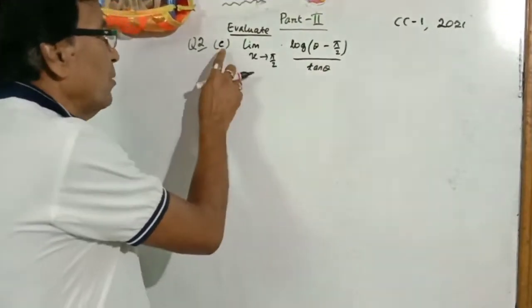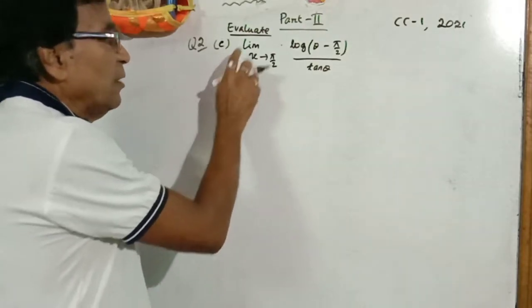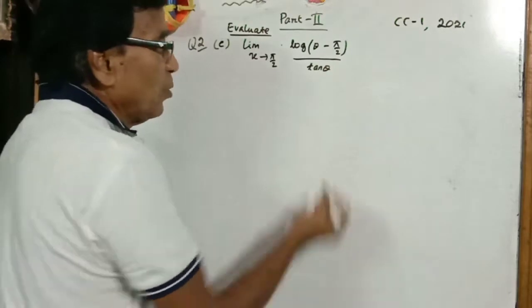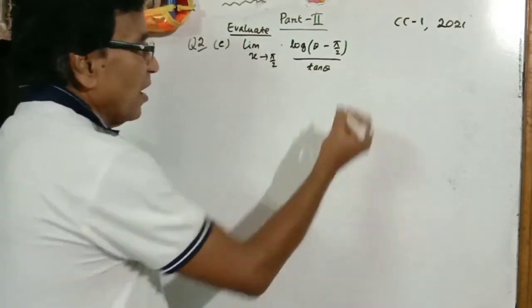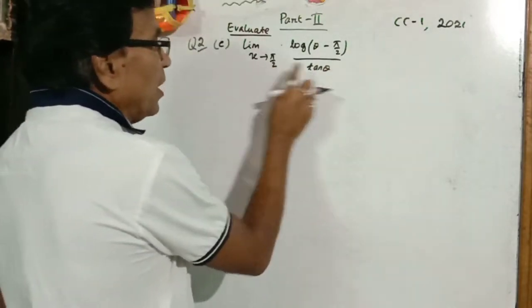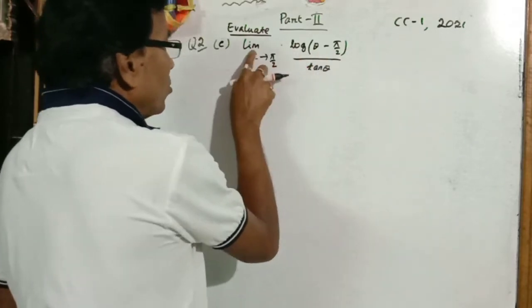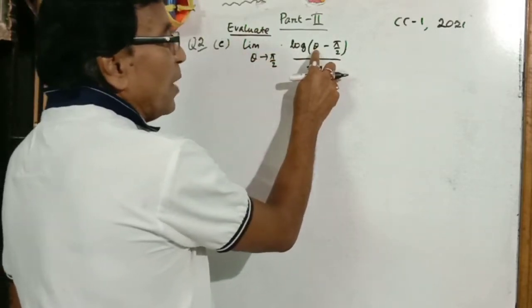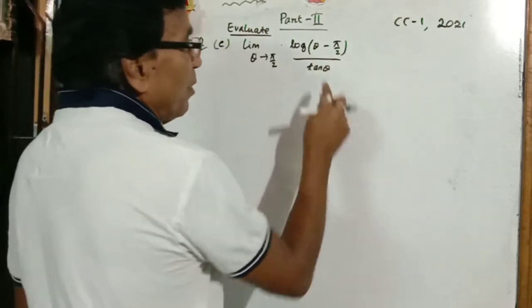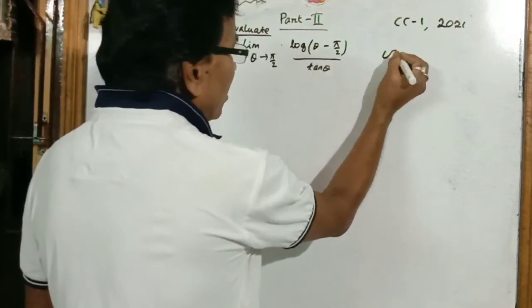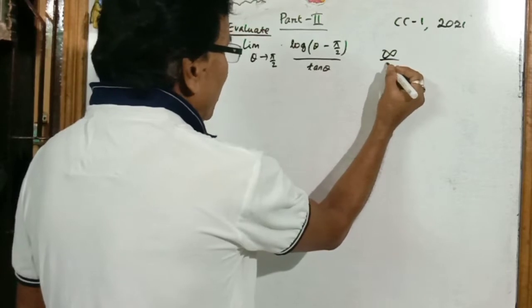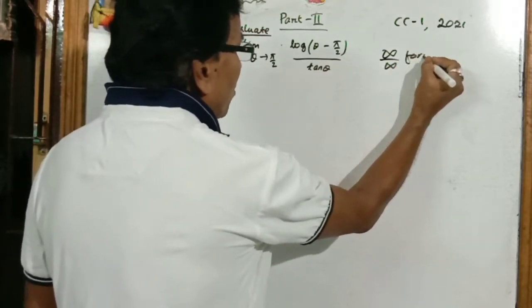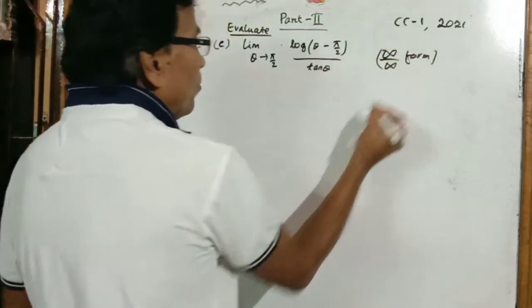Next, question number 2c. Evaluate the limit as theta tends to pi by 2 of log of theta minus pi by 2 whole divided by tan theta. So here you see, if we take theta equal to pi by 2, then pi by 2 minus pi by 2 is 0. So log of 0 is infinity, divided by tan 90, which is infinity. So the limit is of the form infinity by infinity.